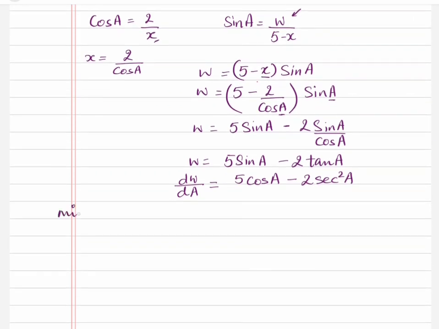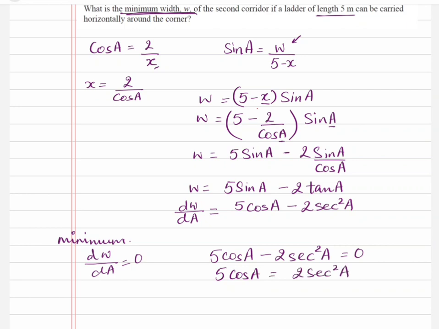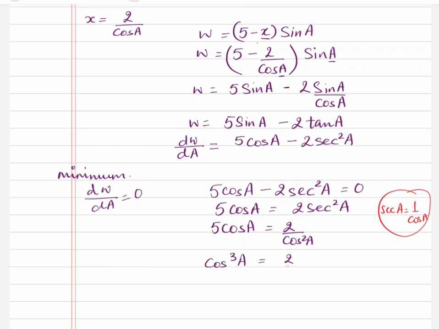Now, because we are finding the minimum length, or it's the turning point, however you want to say, dW over dA should be equals to 0. So we will put that equals to 0, and we will have 5 cos A minus 2 sec square A is equals to 0. That gave us 5 cos A is equals to 2 sec square A. Right, and here we know that sec A is equals to 1 over cos A. So we're going to substitute that. So we will have 5 cos A is equals to 2 over cos square A, right? Now that will give us cos cube A is equals to 2 over 5.